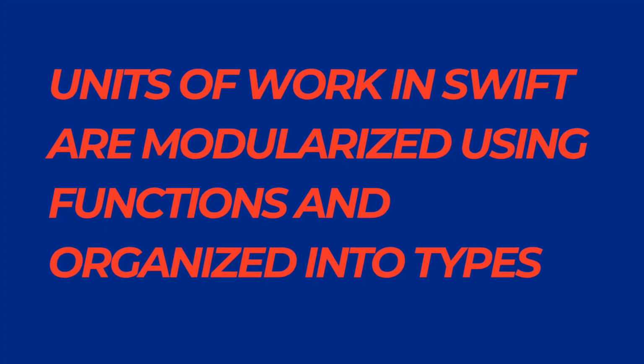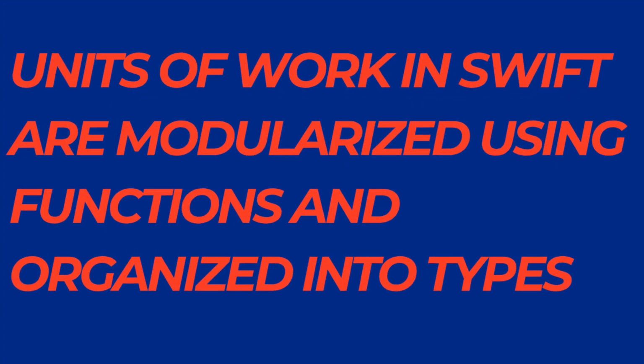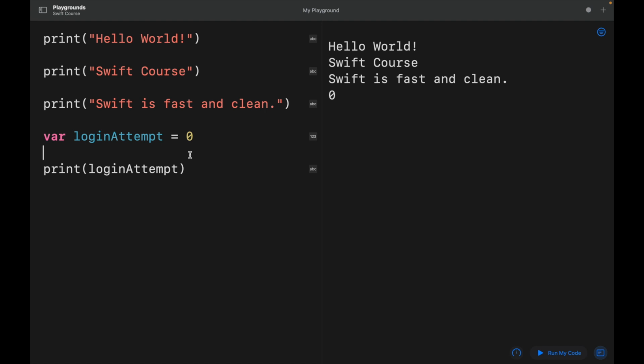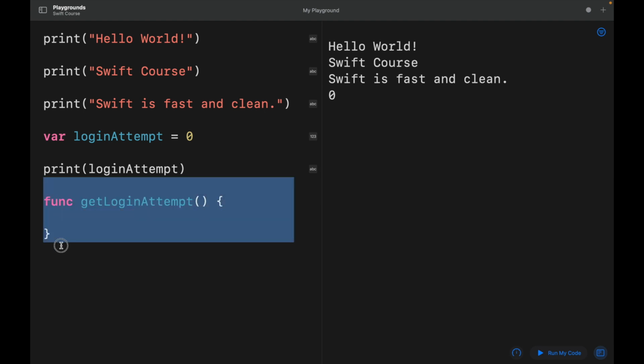Now another basic syntax of Swift we need to understand is that the units of work in Swift are modularized using functions and organized into types. We'll still come to that. We can create functions. Functions are made to hold similar units of code together. So we can modularize it by creating functions so that we can use this function whenever we want.